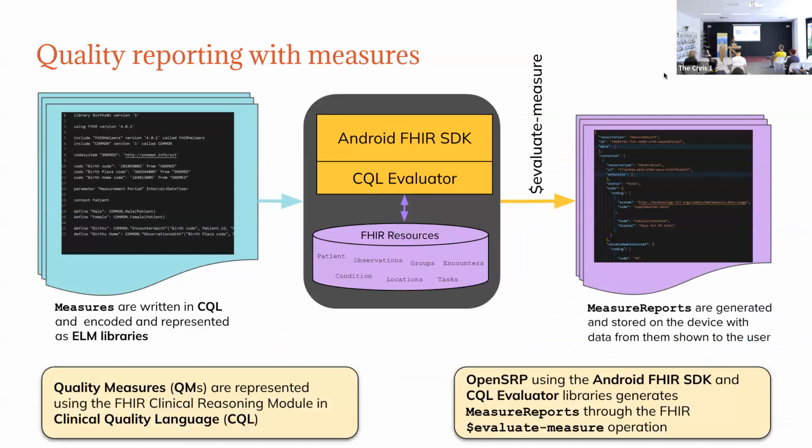We are also applying the CQL evaluator and quality reporting by taking measures written in CQL, then compiled to ELM libraries, and then bundled up on a FHIR server and synchronized down to the device. And we run those measures on the device using the CQL evaluator and the evaluate measure operation to create measure reports, so that in an offline fashion, the user can generate aggregate longitudinal data about their specific patients or all the patients that they have been seeing.